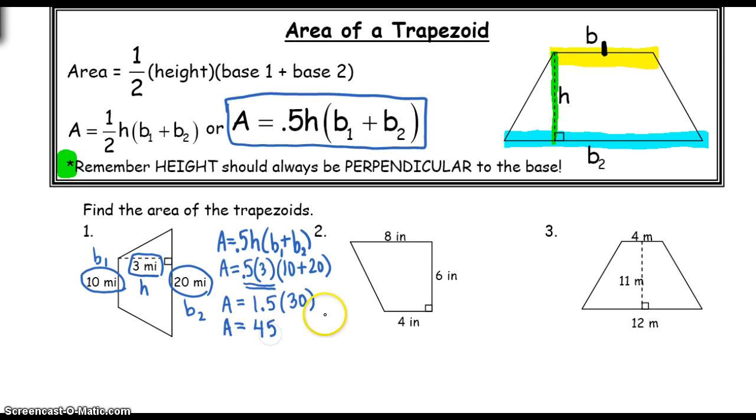45. Now let's talk about units. This is area. Area is going to be what? Squared. So we're talking about miles. So it's going to be miles squared. And we are all done with that problem.